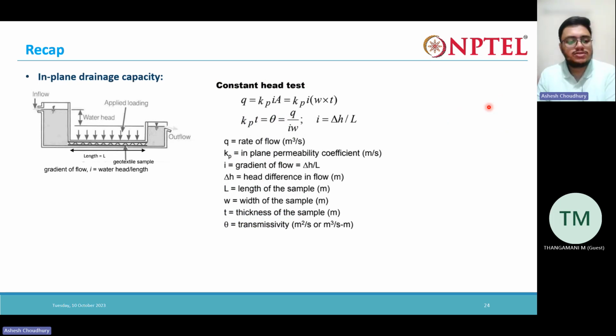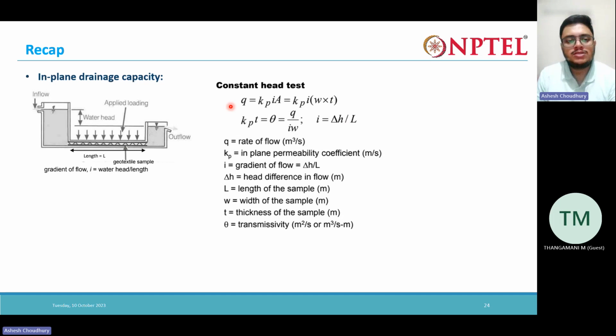Now, in drainage, what is important is the in-plane flow. So this is the geotextile, and the flow is occurring within the plane. This in-plane drainage capacity is governed by a property known as transmissivity, theta. This flow is occurring through this width times this thickness of the geosynthetic, so you see W into T here. K into T is nothing but the transmissivity that we can see here.